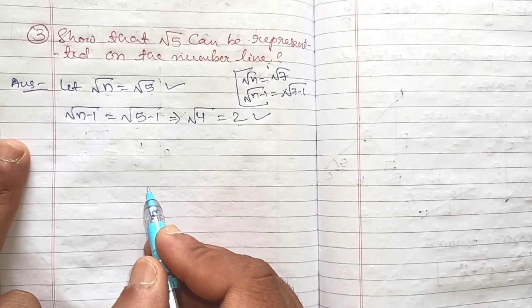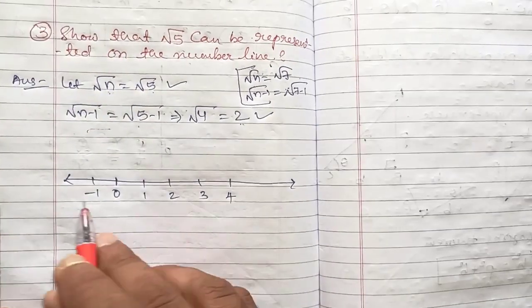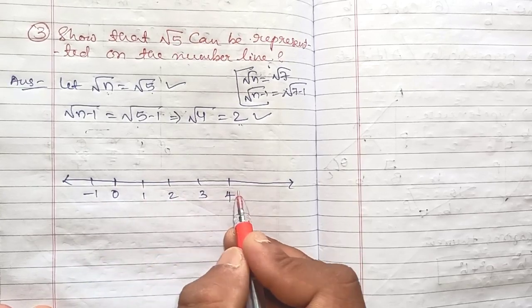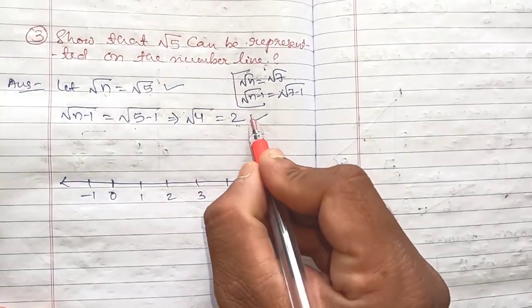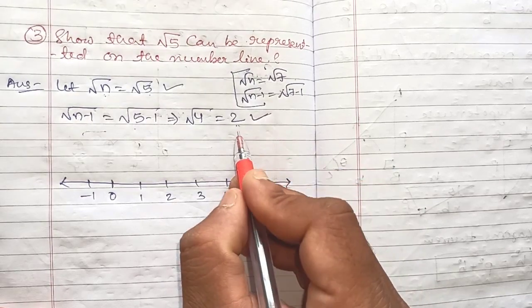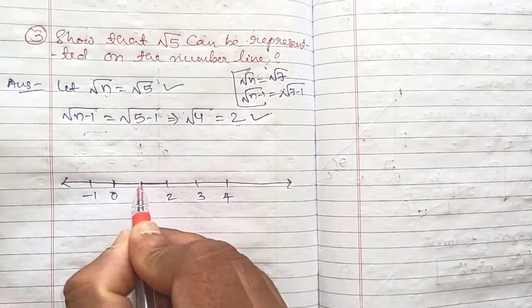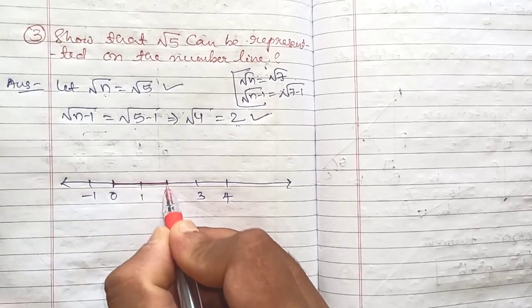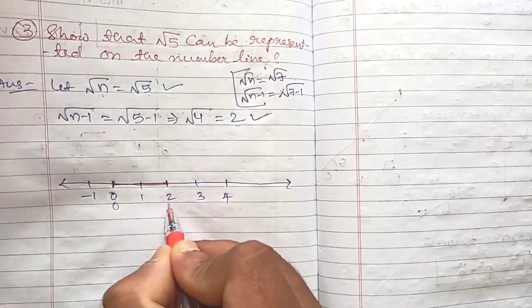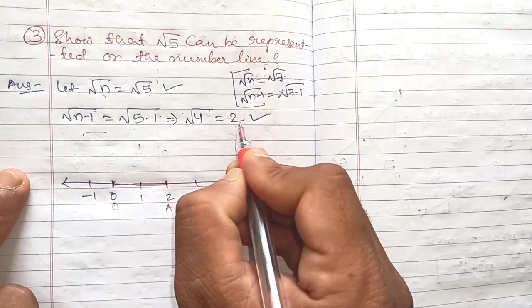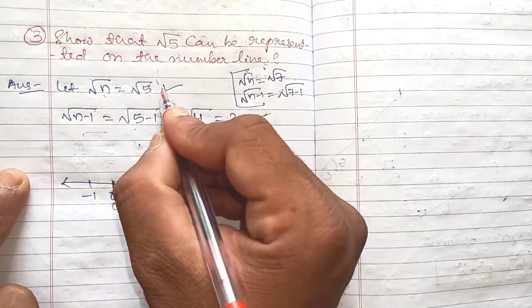So I will draw a number line first. I have drawn a number line here. This is minus 1, 0, 1, 2, 3, 4. What value do I have to draw on the number line first? I will draw a line of 2 centimeters, that means 2 units. This line is my 2 units. Suppose I name it OA. Now if this is 2, how much should the third line be to draw root 5?